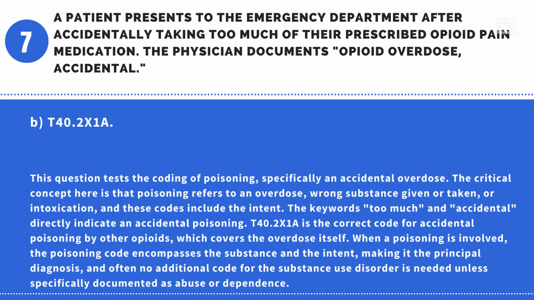T40.2x1A. This question tests the coding of poisoning, specifically an accidental overdose. The critical concept here is that poisoning refers to an overdose, wrong substance given or taken, or intoxication, and these codes include the intent. The keywords too much and accidental directly indicate an accidental poisoning. T40.2X1A is the correct code for accidental poisoning by other opioids, which covers the overdose itself. When a poisoning is involved, the poisoning code encompasses the substance and the intent, making it the principal diagnosis, and often no additional code for the substance use disorder is needed unless specifically documented as abuse or dependence.